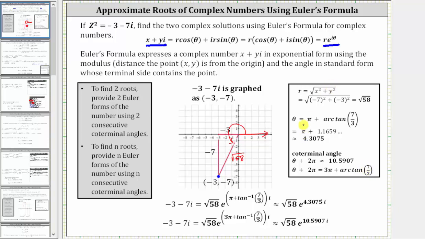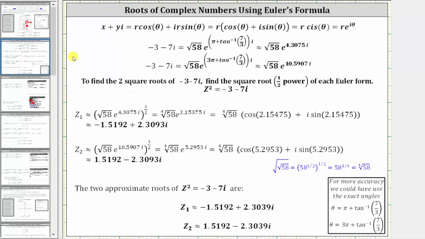Now that we have r and our two angles for theta, we can write the given complex number in exponential form by substituting the square root of 58 for r and the angles for theta. Notice here we have the exact angle for theta, which is approximately 4.3075 radians. And then here we have the second exact angle for theta, as well as the decimal approximation, 10.5907 radians. Now that we have the two exponential forms, we can determine the two complex solutions or two roots by taking the square root of the exponential forms, or the 1/2 power of the exponential forms.